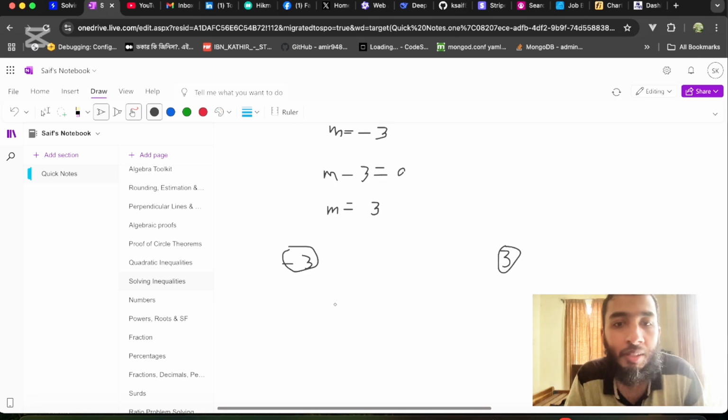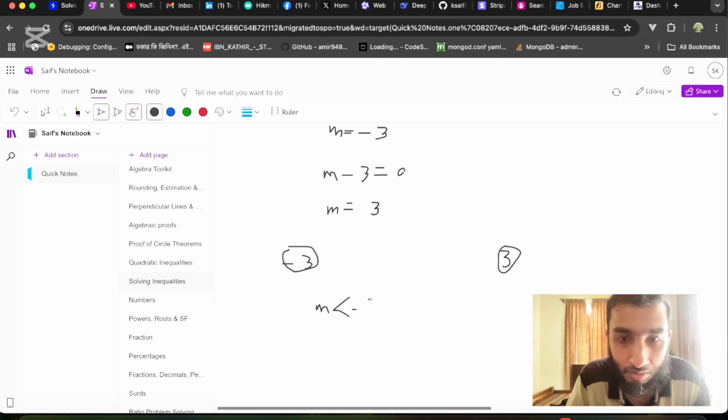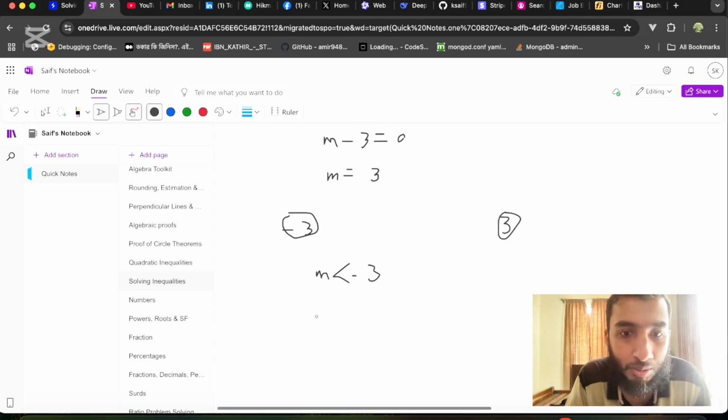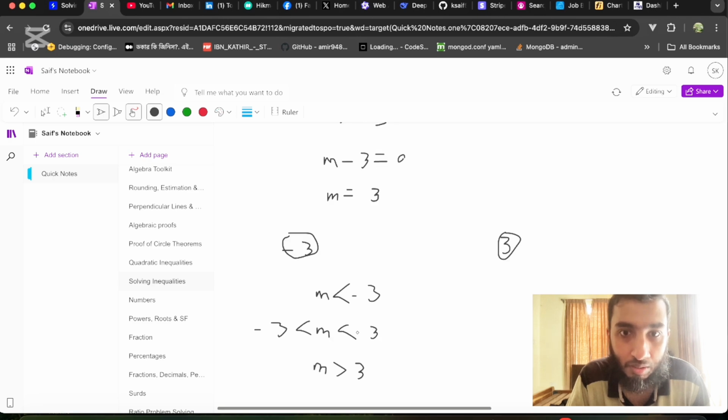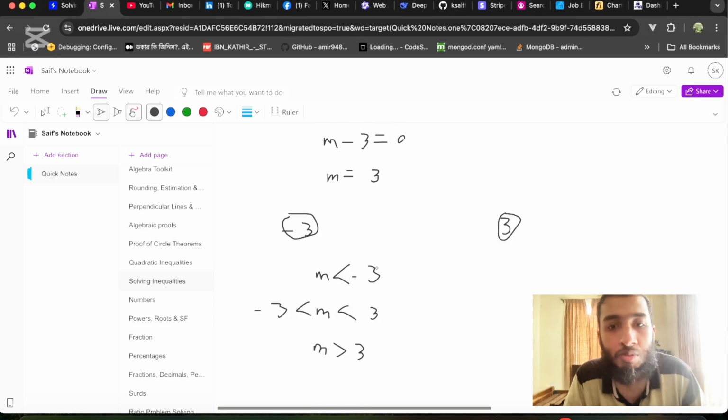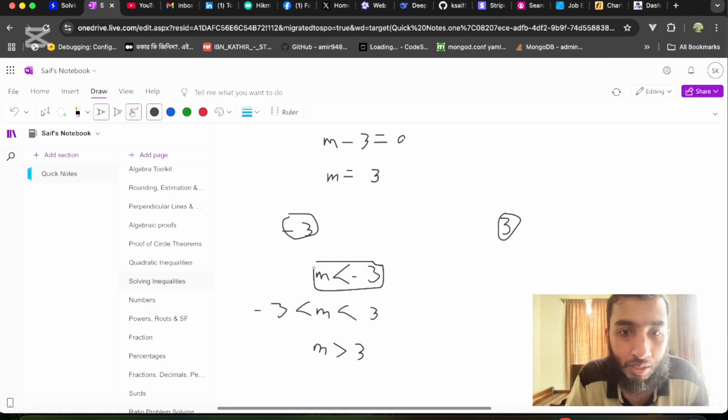So the possible ranges are: m less than minus 3, this is the first possible range. The second possible range is between minus 3 and 3, so minus 3 less than m less than 3. And the third possible range is m greater than 3. So we'll test some sample values in each range to check whether the condition of the inequality is true or false in these three cases.